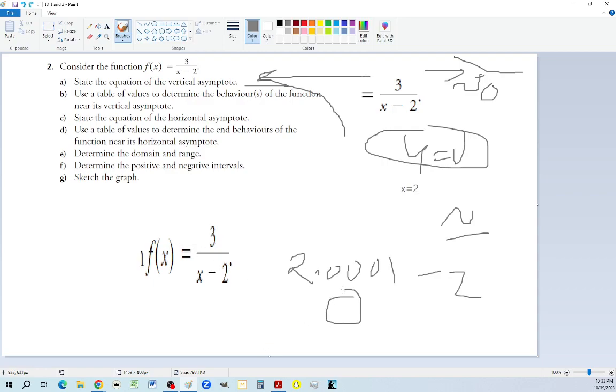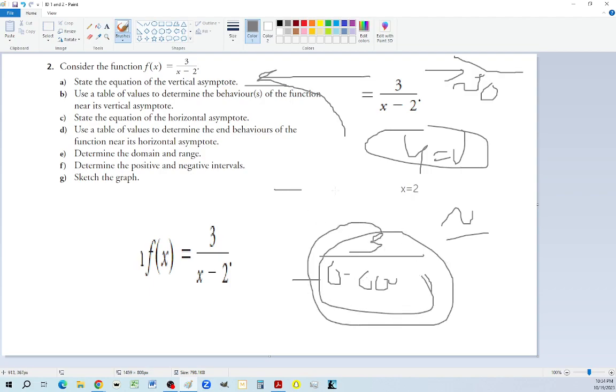But let's take a number that's just to the left of 2. A number that's just to the left of 2 is 1.999999. When we subtract 2, we get negative 0.0001. When we take 3 and divide it by a negative number, we get a negative number, but we're also going to get a very big number, like negative a million, which means as we approach the vertical asymptote from the left side, we dive down to negative a million.